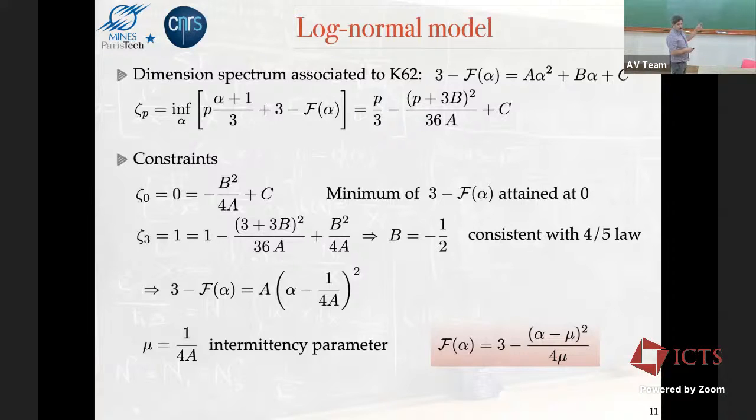Having this equal to 0 in a quadratic function means that the root is a double root, with multiplicity 2. It means that the discriminant is 0, so the minimum has to be attained at 0. The next step is to impose that the third order exponent is 1. Again we have this formula, we do some algebra, and we find that b should be -1/2, consistent with this 4/5 law. This means that this form here actually has to be like that.